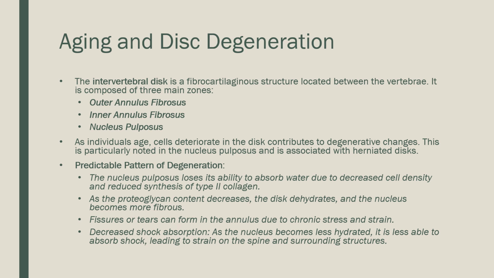The nucleus pulposus loses its ability to absorb water due to decreased cell density and reduced synthesis of type 2 collagen. As the proteoglycan content decreases, the disc dehydrates and the nucleus becomes more fibrous. Fissures or tears can form in the annulus due to chronic stress and strain. Decreased shock absorption happens as the nucleus becomes less hydrated and is less able to absorb shock, leading to strain on the spine and surrounding structures.